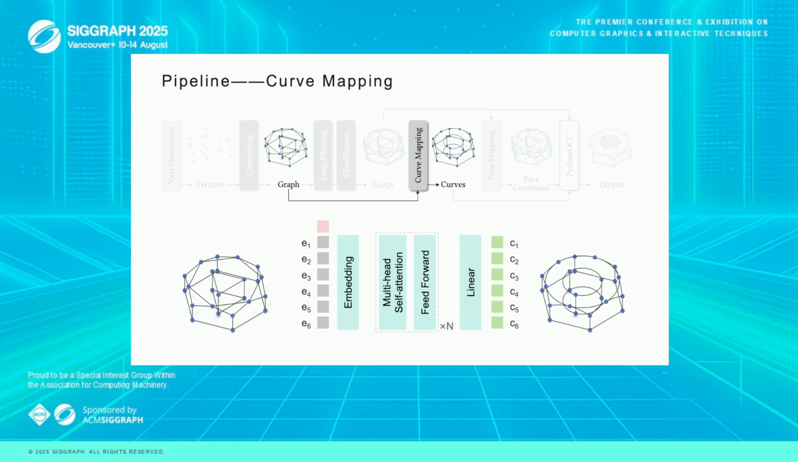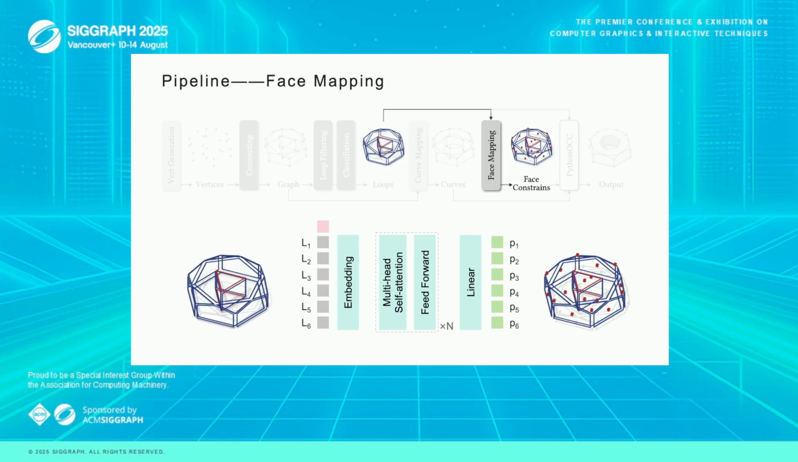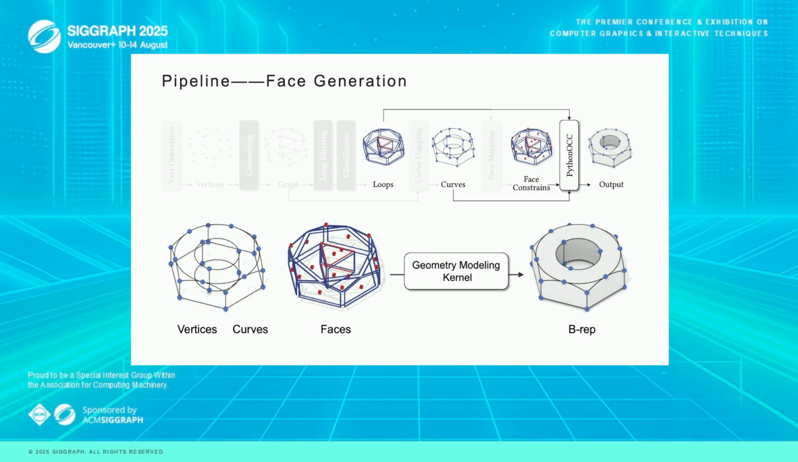For the subsequent tasks, we use the same network, so I will just describe the input and output. For curve mapping, the input is an edge sequence and the output is a curve sample point sequence. For face mapping, the input is a loop sequence and the output is a face sample point sequence. Using the generated vertices, curves, and faces, we construct the final BREP model through a geometry modeling kernel.